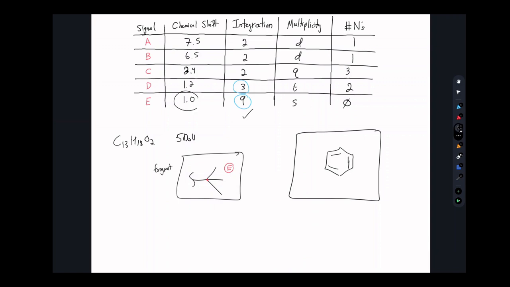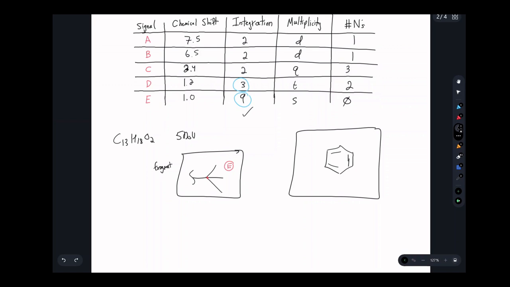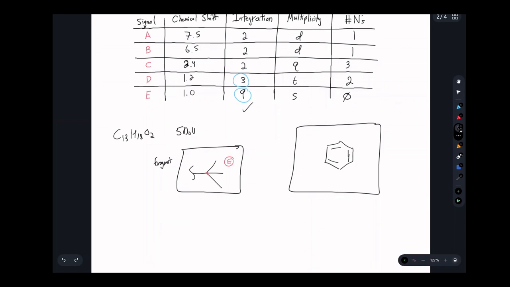Right? We don't want to start looking at this chemical shift for signal E and start making assumptions about what's connected 2 bonds away. That can lead you astray very easily. Now let's start with signal D. Right? Signal D has an integration of 3, so a methyl group. It's got to be connected to one thing, and we know that signal D has 2 neighbors.